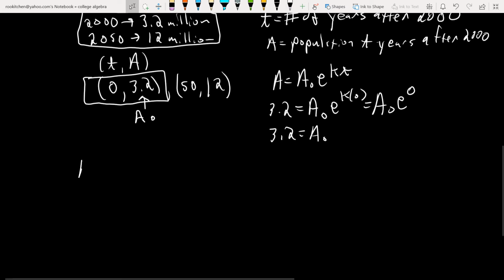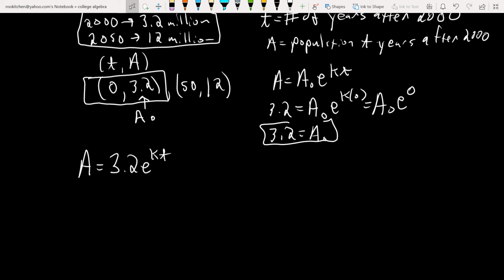So long story short, 3.2 is that initial population. This allows us to fill in the missing information in our formula. We now have 3.2 e to the kt. We just take this material and plop it into this formula, and it becomes a little more clear.